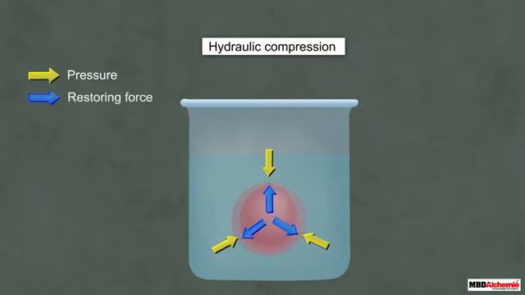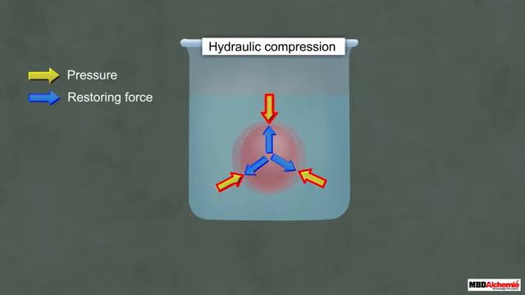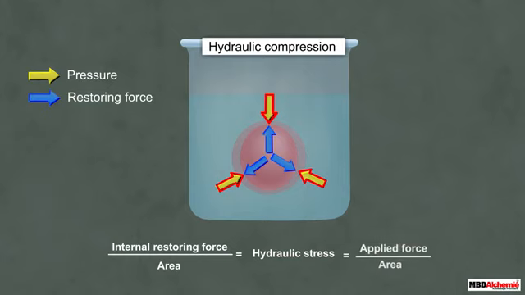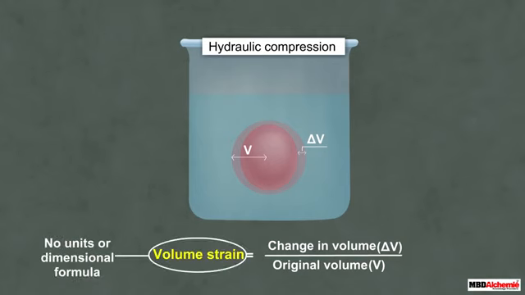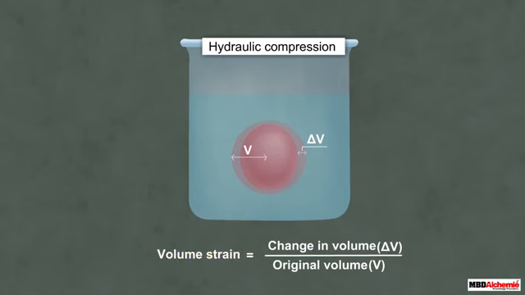Internal restoring forces are developed in the spherical ball, which are equal and opposite to the force applied by the fluid. This internal restoring force per unit area is called hydraulic stress. The magnitude of this stress is equal to the magnitude of the applied force per unit area. The strain produced in this case is called volume strain and it is expressed as the ratio of the change in volume delta V to the original volume V. Strain has no units or dimensional formula, because it is the ratio of the change in dimension to the original dimension.